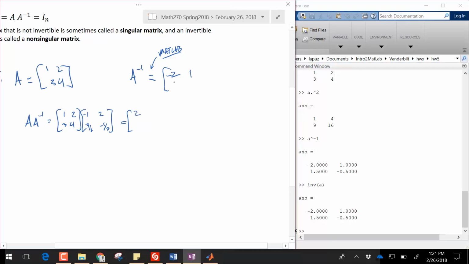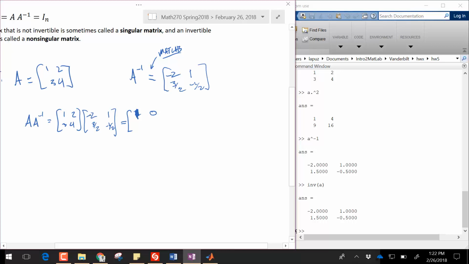1, 3/2, and -1/2. All right. -2, 1, 3/2, -1/2. All right, let's try it again. So this is a -2 plus 3. That's a 1. And this is a 1 plus -1, right? 2 times -1/2, 0.